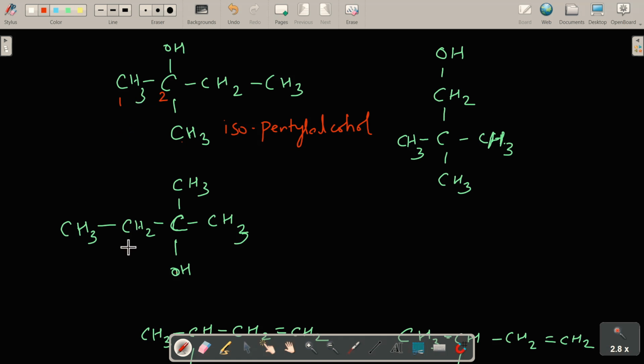Okay. Now when you see this compound, this carbon is a tertiary carbon. So it is called tertiary pentyl alcohol.